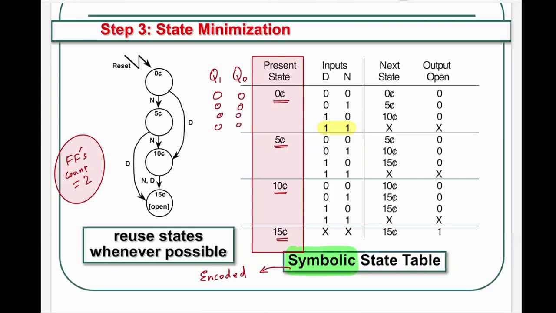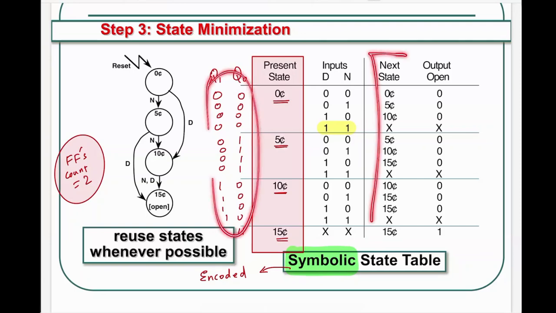And then you can have 0, 1 for 5 cents. And then you can have 1, 0 for the 10 cents. And then you can have 1, 1 for the 15 cents. And based on this assignment, you're also going to change your next state column. How is the next state column going to change?